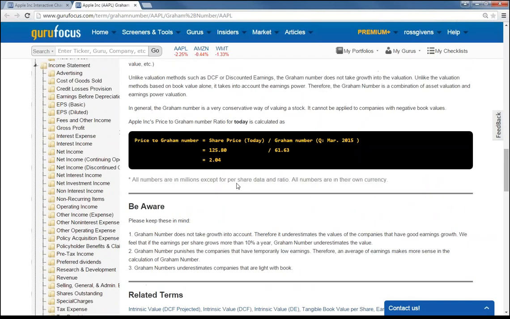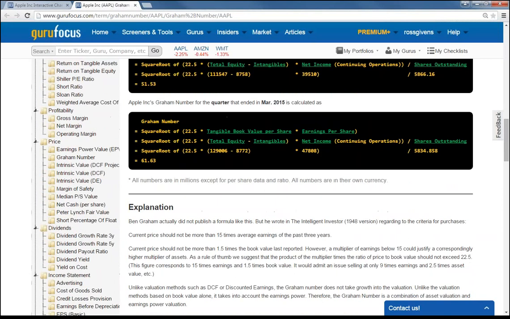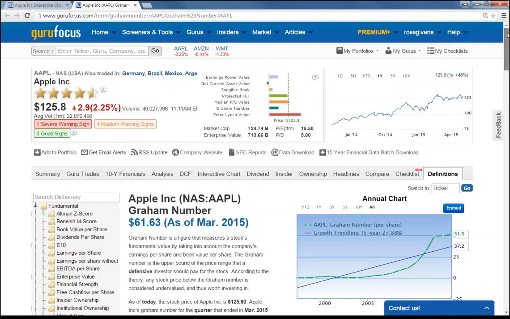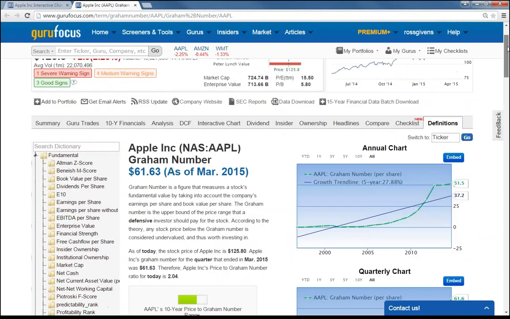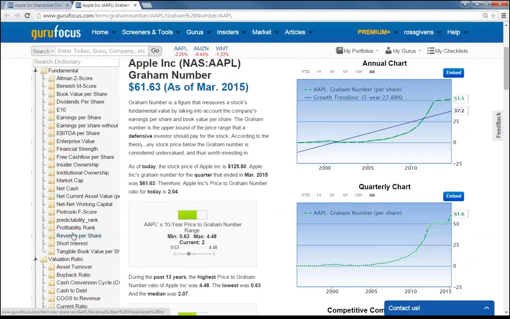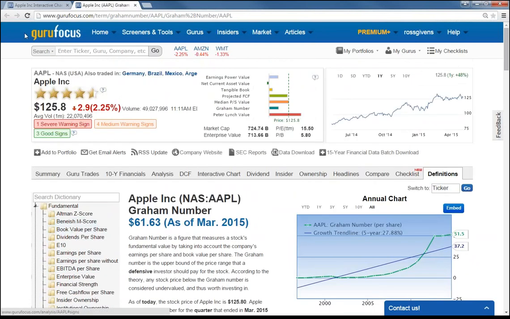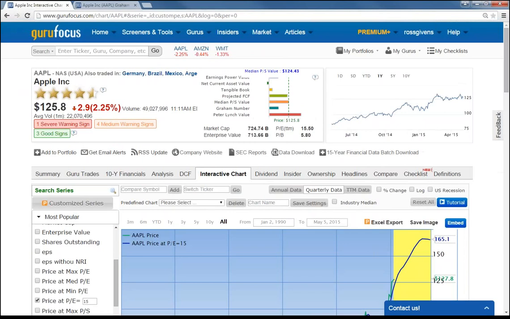So really, really neat. I like the way that Charlie linked this up. As you notice down the left side, this is the full fundamental dictionary, and you can find just about anything regarding stocks and valuations in that. So that's one interesting thing, right? And that works for any of these. It works for earnings power. It works for the Peter Lynch value. It works for any of them.